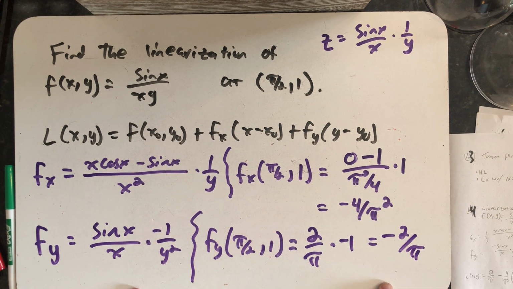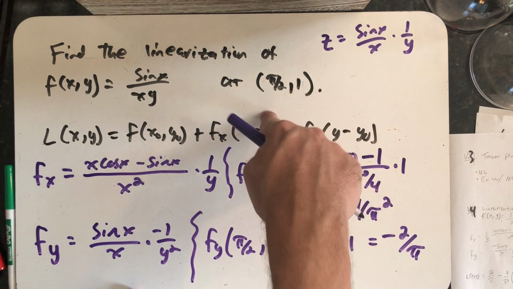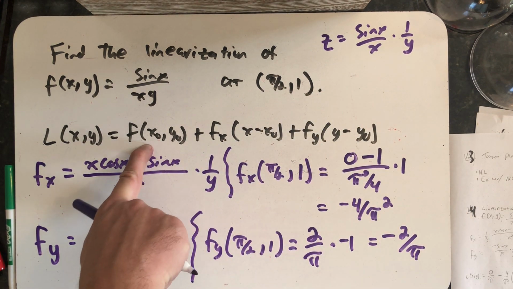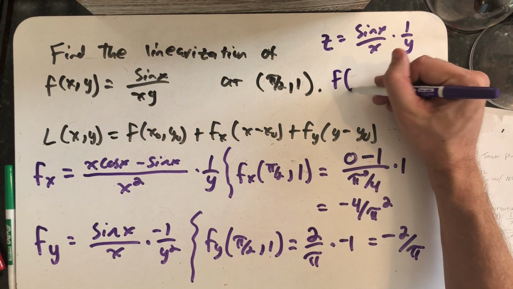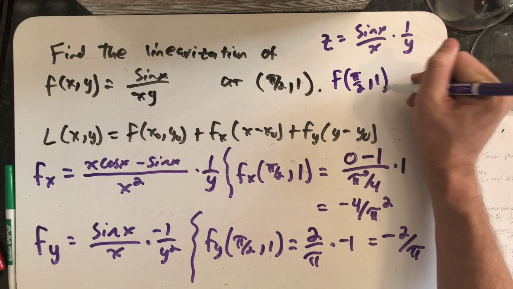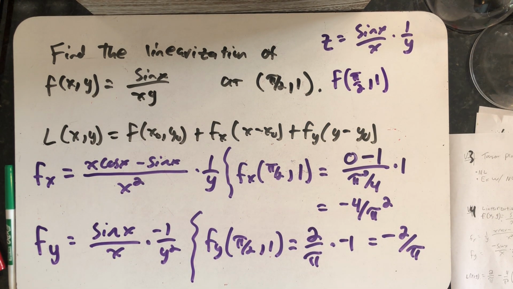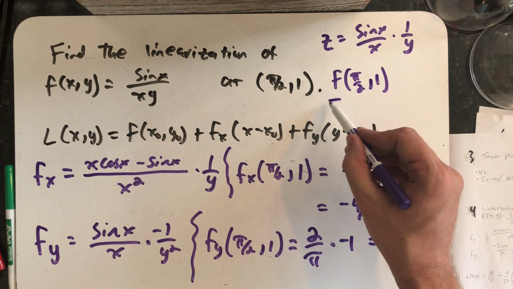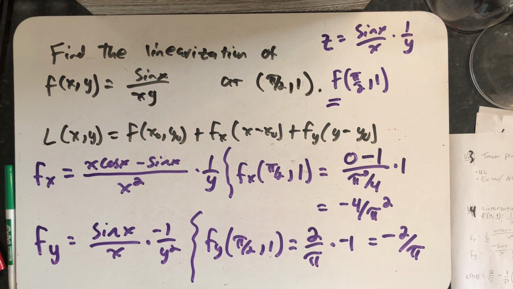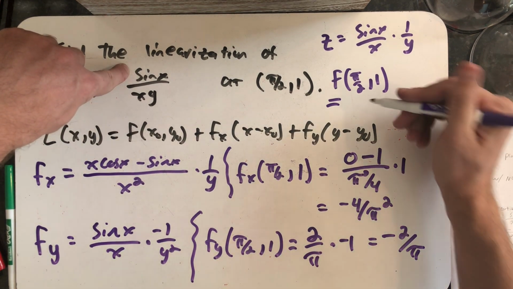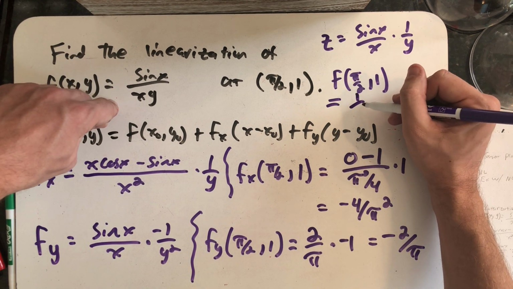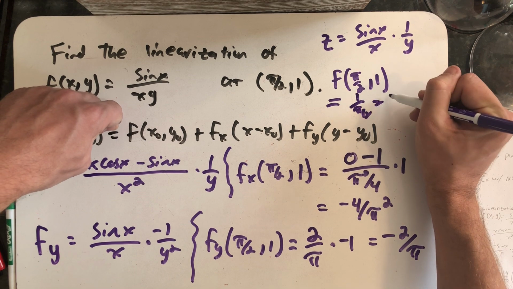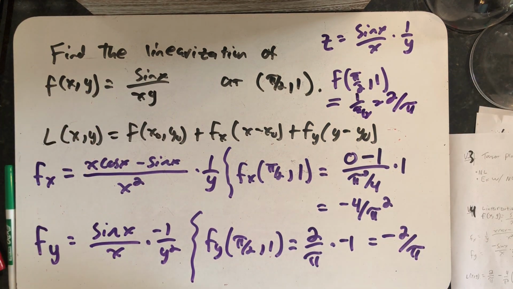All right, so I found my two partials. I have the ordered pair I need for here and here. I just need to find the z-coordinate that goes along with it, and I'll be able to write down my linearization. f of pi halves comma 1. Okay, so I just need to evaluate the original function at the point pi halves comma 1. On top I have sine of pi halves, which is 1, and on the bottom the product of pi halves and 1 is pi halves, so I end up with 2 over pi. All right, so I'm ready to go.